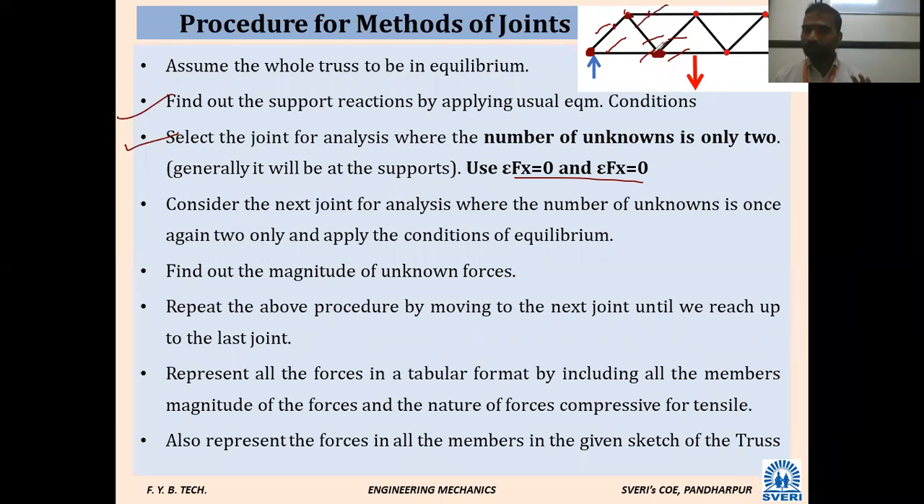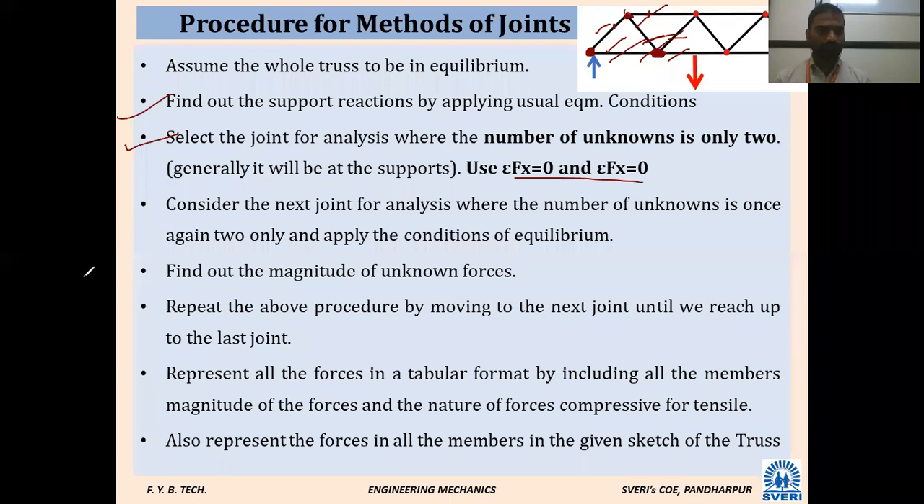Then you can come to this point. Among this joint, how many members are connected? 4. Among 4, 2 are connected. These 2 are unknown. Yes, sir, you can find out this one. Understood? How to proceed? Always you have to select the first joint where only 2 members are connected.